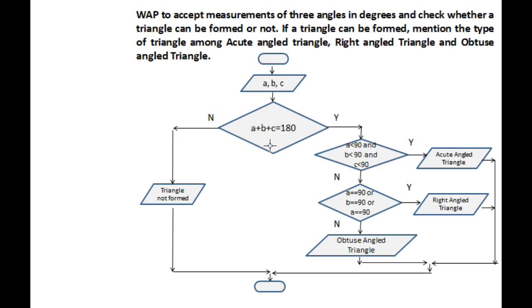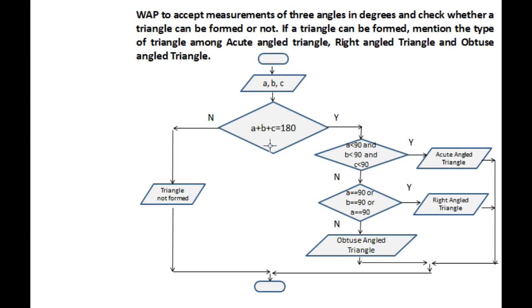And if all the angles of a triangle are less than 90 degrees, then it is known as an acute angled triangle. That means a triangle which is made up of all acute angles. Now if any of the angles is equal to 90 degrees, then it is known as a right angle triangle. And if any of the angles is greater than 90 degrees, then in that case it is an obtuse angled triangle.